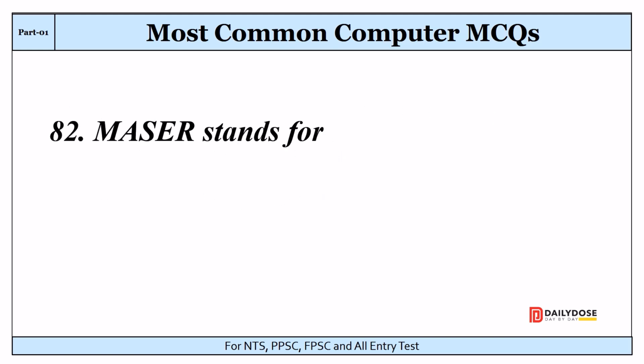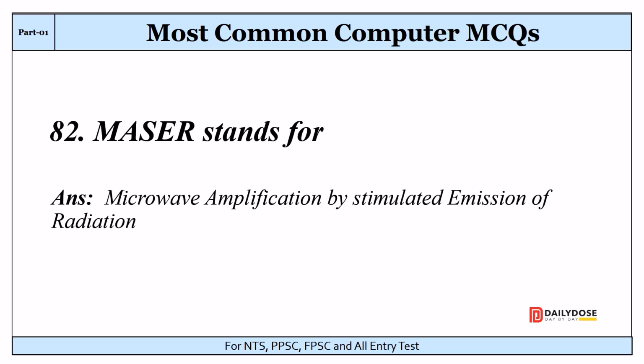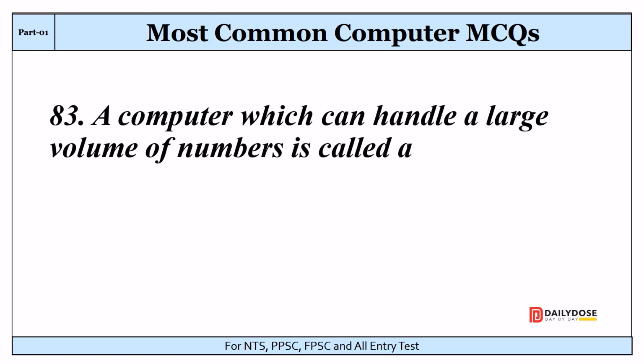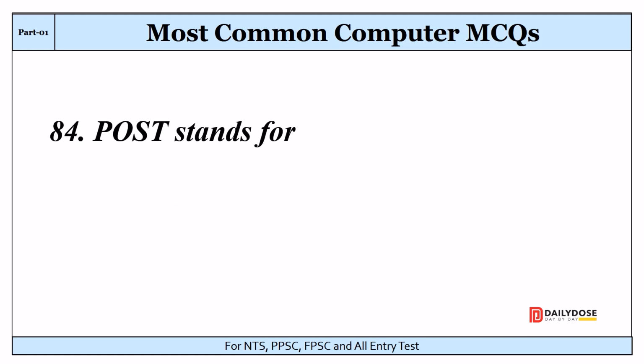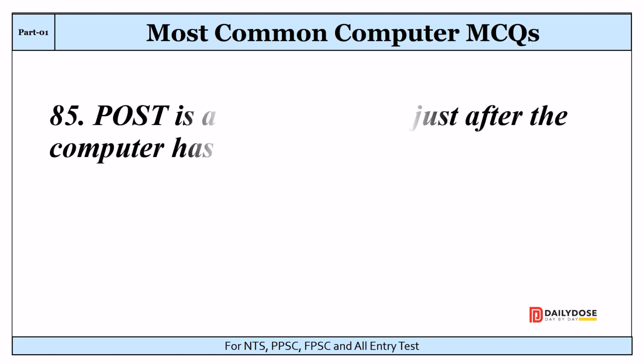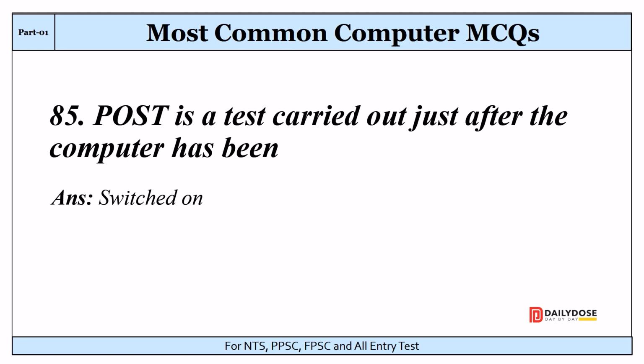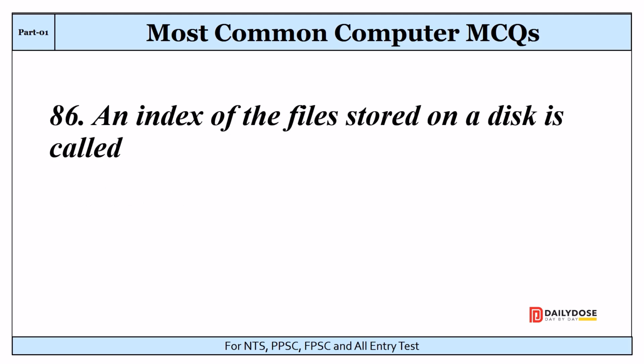MASER stands for Microwave Amplification by Stimulated Emission of Radiation. A computer which can handle a large volume of numbers is called a number cruncher. POST stands for Power On Self Test. POST is a test carried out just after the computer has been switched on.